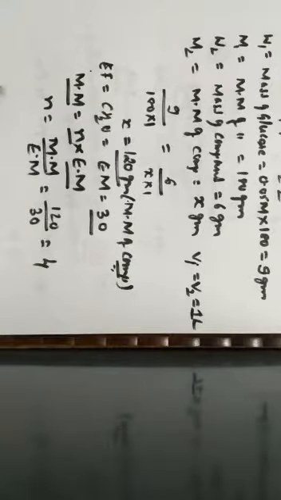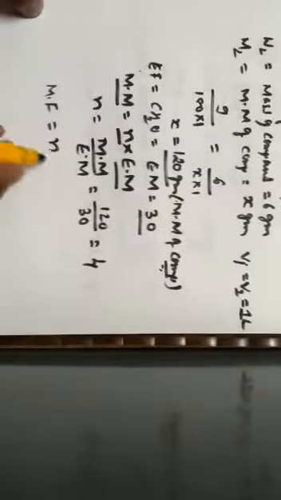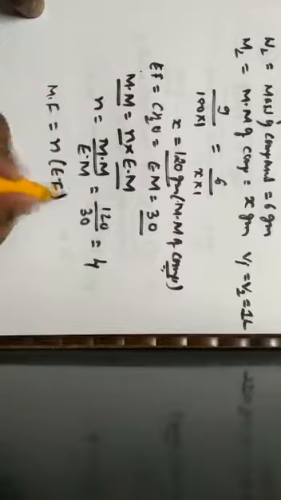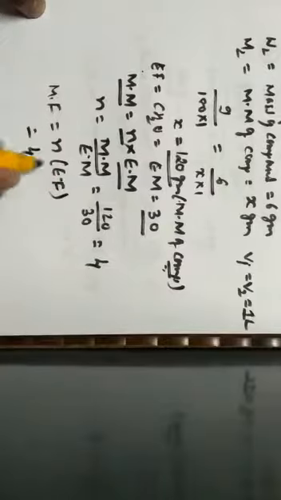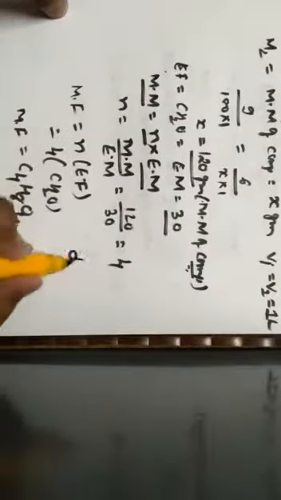So I can calculate the molecular formula by the representation: molecular formula is equal to N into empirical formula. The value of N is 4, and the given empirical formula is CH2O. Therefore, the molecular formula is C4H8O4, which is given by option D.